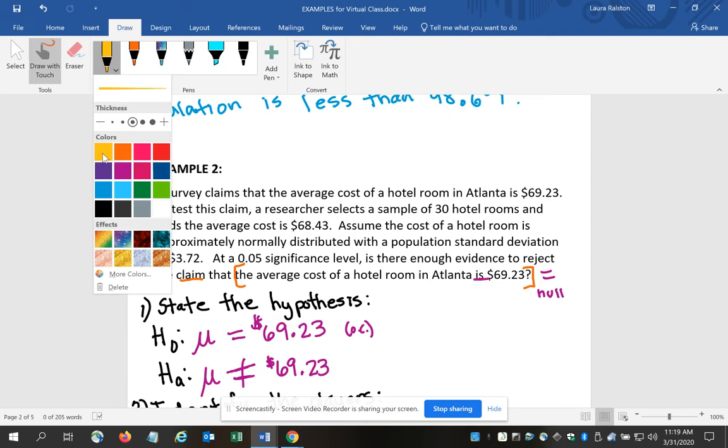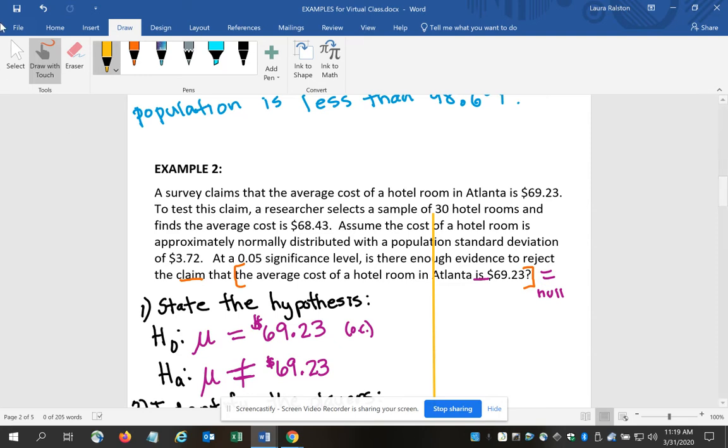It says, in a survey claims that it's a 69.23, a researcher selects a sample of 30 hotel rooms. Okay, so we're going to have 30 hotel rooms. The average cost, so my sample mean is $68.43. My population standard deviation is $3.72 and a significance level of 0.05.